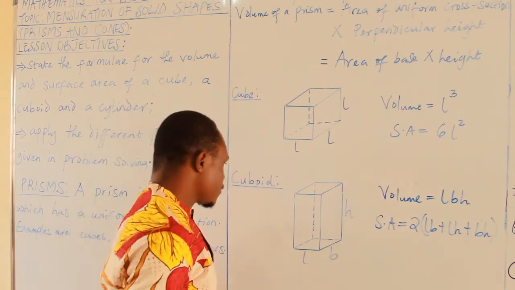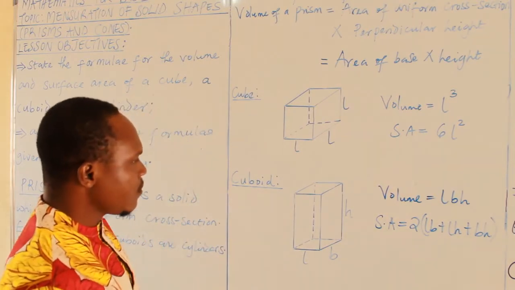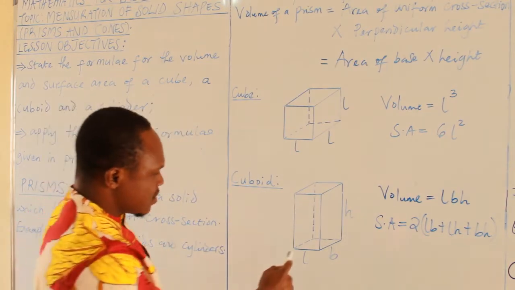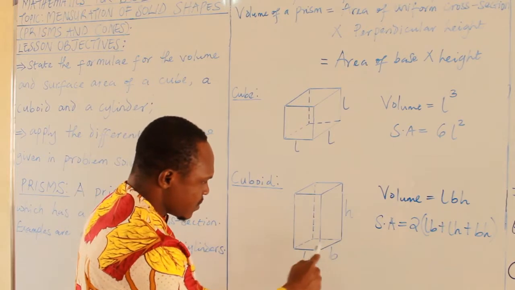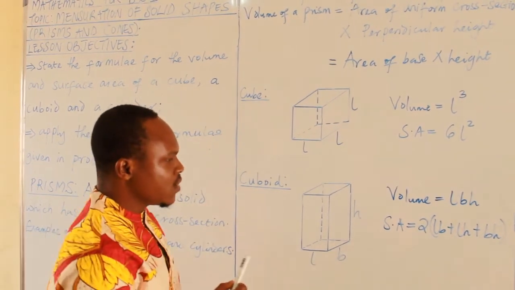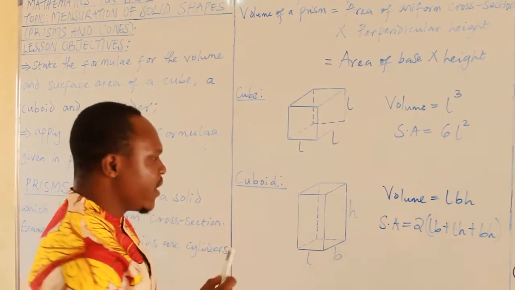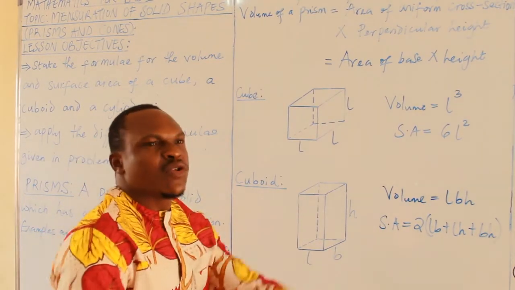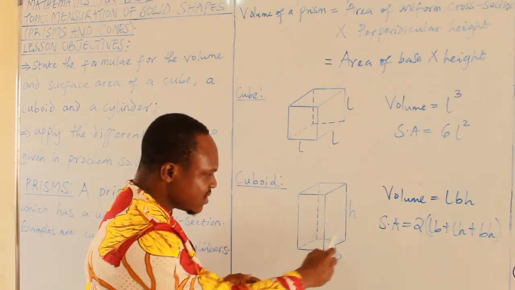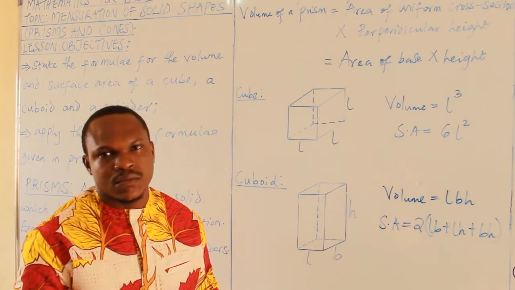Now we move on to a cuboid. A cuboid has its base as a square. A cuboid, once again, has its base as a square. But sometimes you could also find cuboids that have their bases as rectangles.